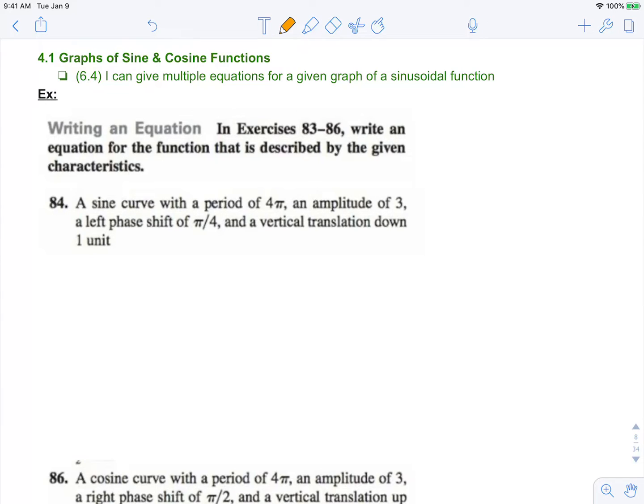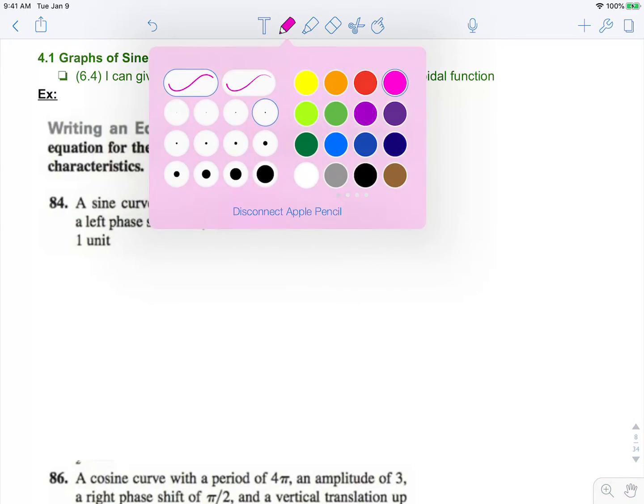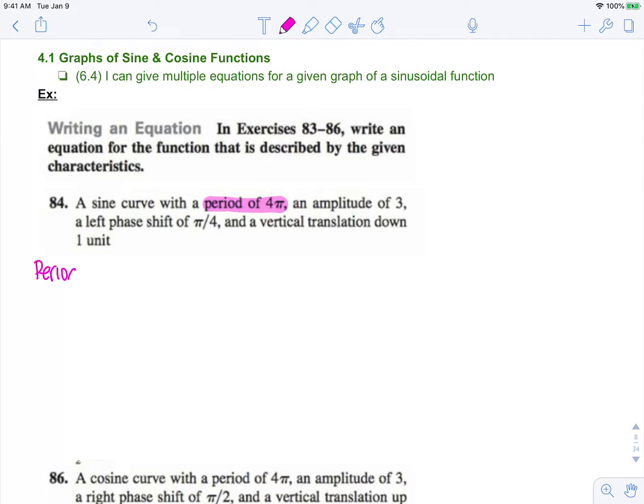Now let's practice writing an equation for a function that is described by the given characteristics. So the first thing that they tell us here is that we have a period of 4 pi. Now remember, the way that we calculate our period is by doing 2 pi over b. But our period is 4 pi equals 2 pi over b. So that means 4 pi b equals 2 pi, or b equals 2 pi over 4 pi, which is 1/2.